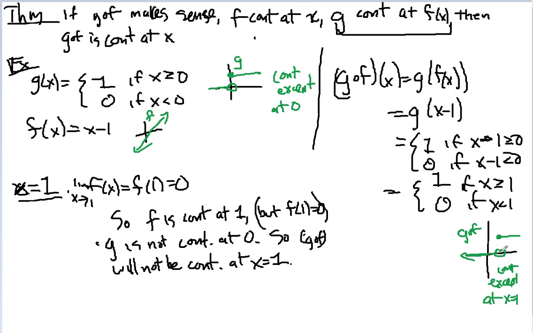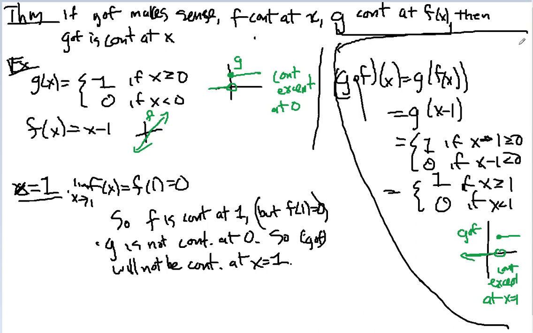Well, great, that's what our graph showed, because G composed with F equals 1 if X is bigger than or equal to 1, and 0 if X is less than 1. The point of this theorem is you don't actually need to do all this stuff to figure out if G composed with F is continuous at a certain point. All you need to do is see: is F continuous at X? Is G continuous at F of X? And then you don't need to go through this whole thing of, oh, X minus 1 bigger than 0, blah, blah, blah. You can just save yourself a lot of work. That's the point of this theorem.